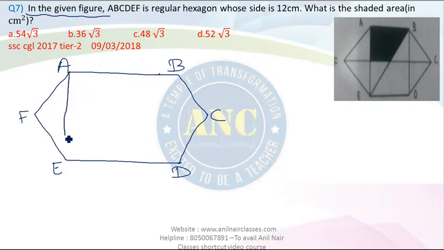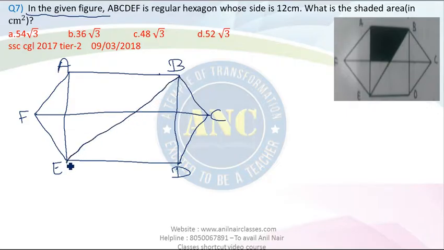So these 2 points are joined according to the diagram. These 2 are also joined. This is also joined. Right, CF also is joined, and BE is also joined. So this entire shaded portion, which is shaded in black color, I require. In the given figure, ABCDEF is a regular hexagon whose side is 12 centimeter. Beautiful. AB is 12, that means all the other sides are also 12. What is the shaded area in centimeter square?